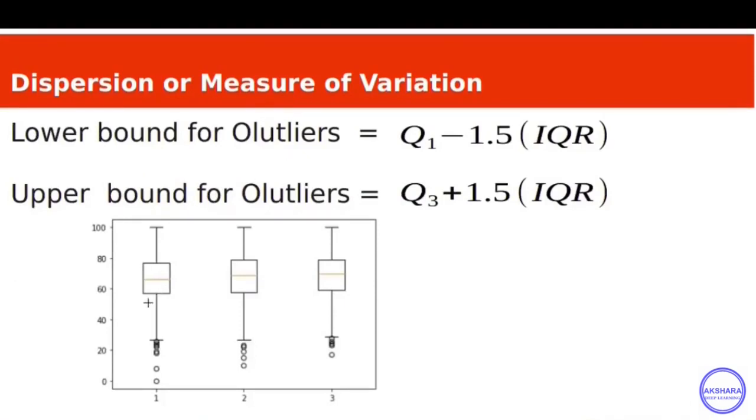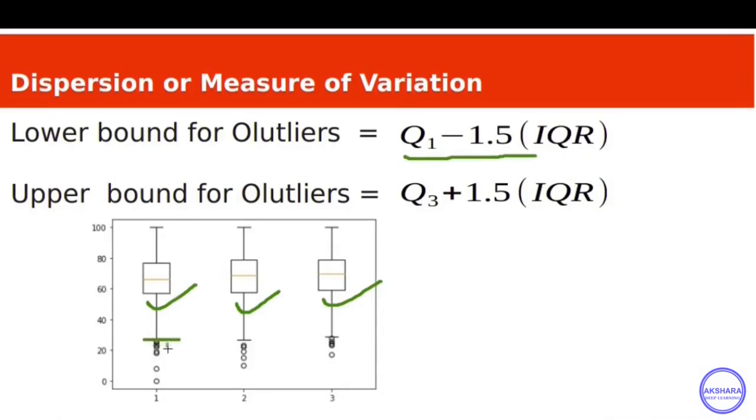Suppose this is the math score, this is the reading score, and this is the writing score. Here most of the data will be within the interquartile range. Any data that is far from this interquartile range will be treated as an outlier. The lower bound is Q1 minus 1.5 times the interquartile range value. Here this is the lower bound.